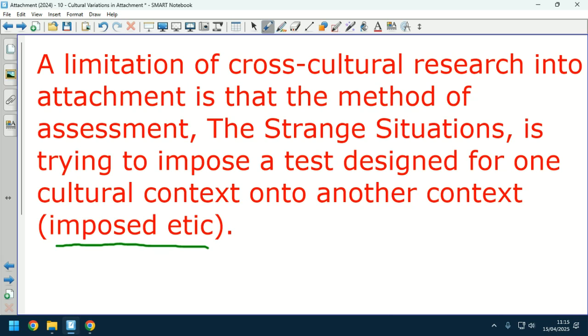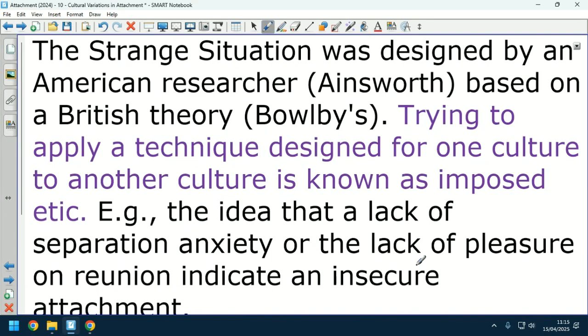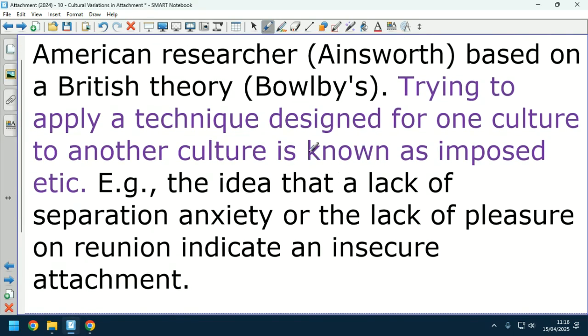And so we can argue that what we're looking for is my understanding of attachment. To highlight this, we can argue that the strange situation, the tool that was used to measure attachment, was designed by an American researcher, Ainsworth, who had worked with Bowlby, a British researcher. So it is possible that applying this technique, taking one type of idea and imposing it on another culture, is problematic. So for example, Bowlby, and this was also backed up by other British researchers, would have looked at separation anxiety as being one of the ways in which we can determine whether somebody is securely attached.